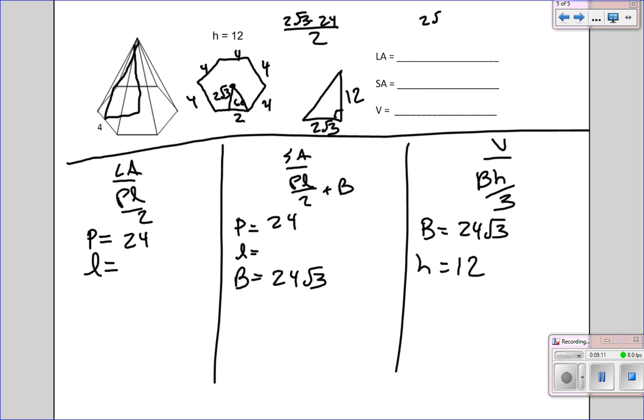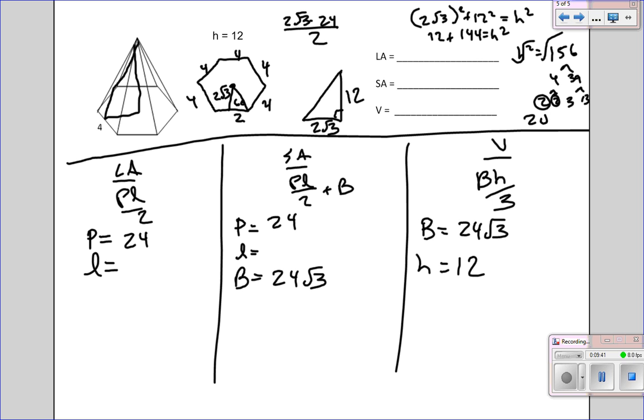So it's going to be 2 root 3 squared plus 12 squared equals the slant height squared. So to square this, you do 2 squared times 3 is 12, plus 144 equals h squared. So you get h squared equals 156. And of course, we're going to square root that number. Now let's break down 156. We get, let's see, 4 times 39, which is 2 and 2, 3 and 13. So I have a pair of 2's. So 2 square root 39 for the slant height.